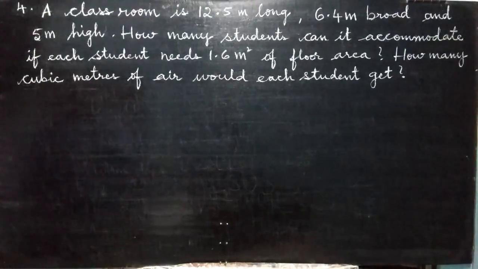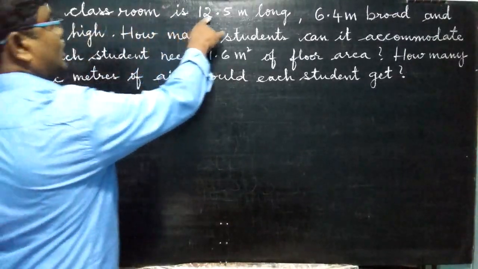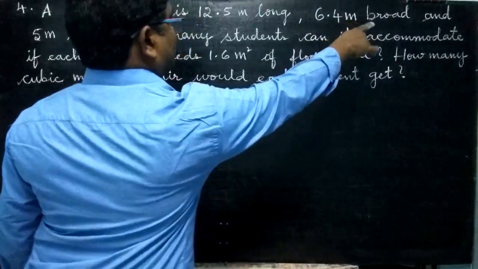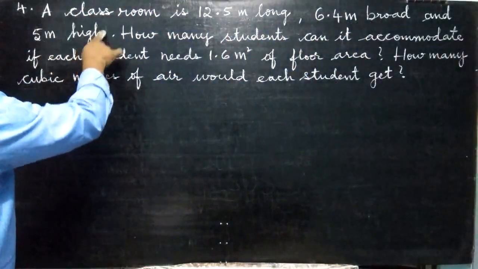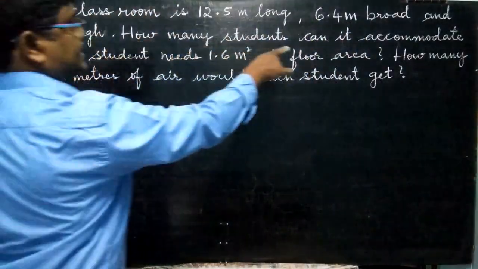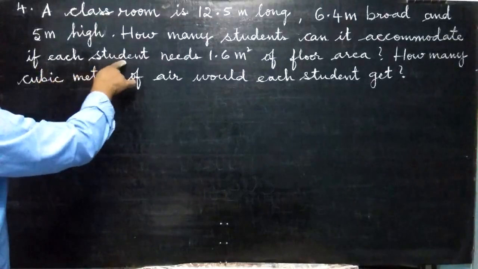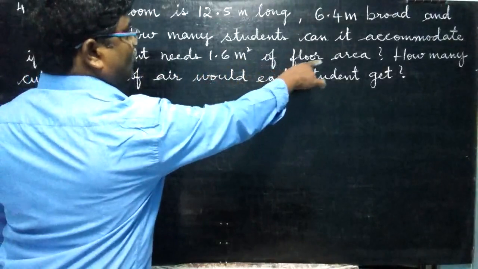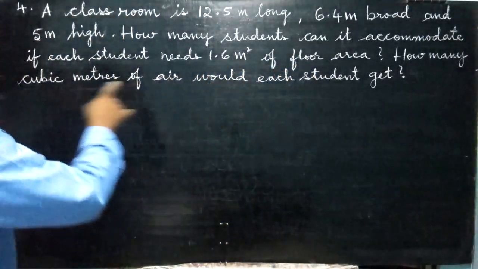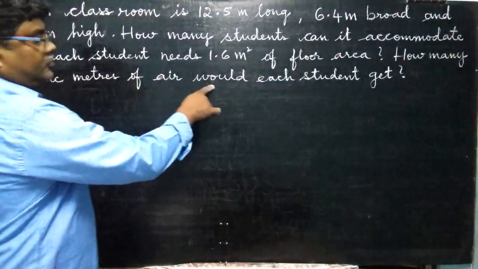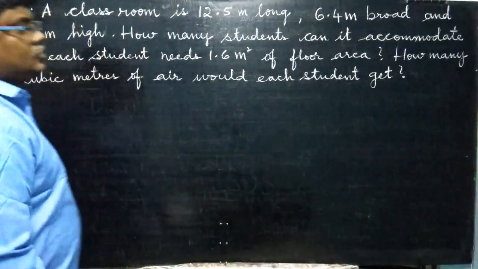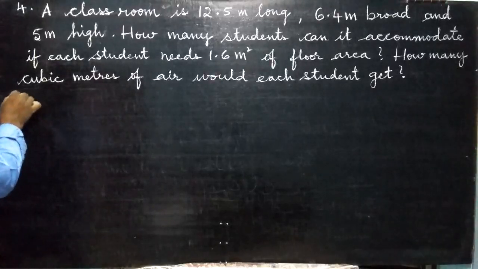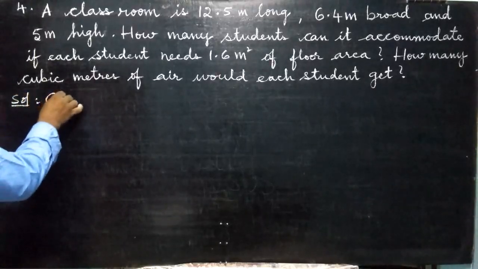Fourth problem. A classroom is 12.5 meters long, 6.4 meters broad and 5 meters high. How many students can it accommodate if each student needs 1.6 meters square of floor area? How many cubic meters of air would each student get? Two questions they have given, we have to solve. Solution.